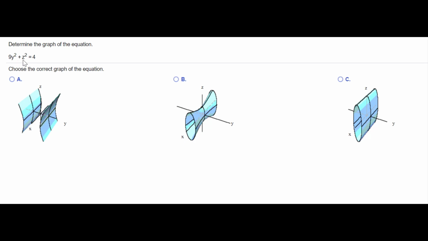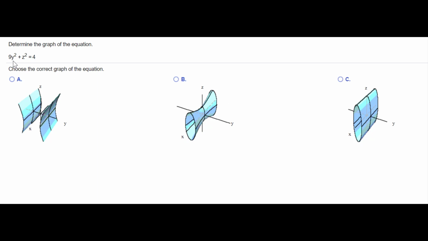9y squared plus z squared equals 4. So notice there's no x's here. So that means for us that x can take on any value. And if you look at all three options here, x is doing that. You have some shape in the yz plane, and then all the x values are being assumed. So it's kind of the forward and backward of all these shapes, like toward us and away from us.